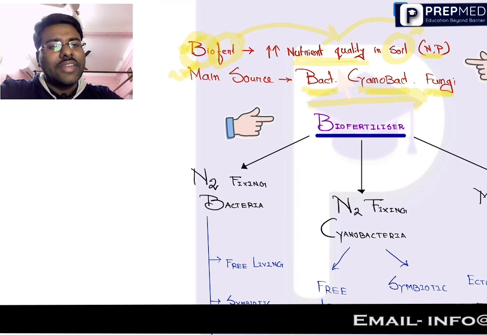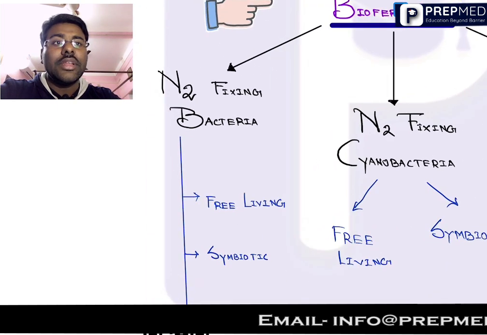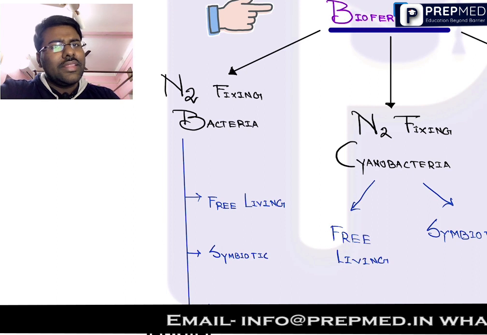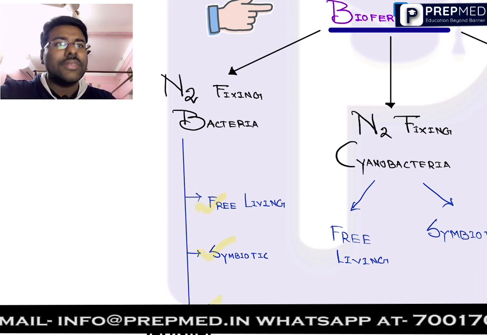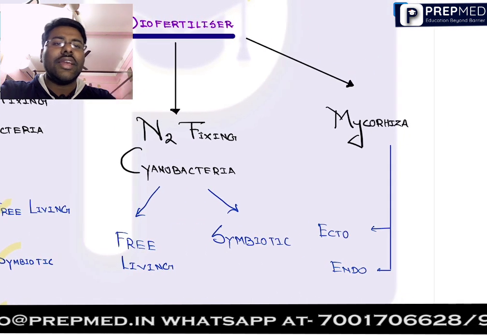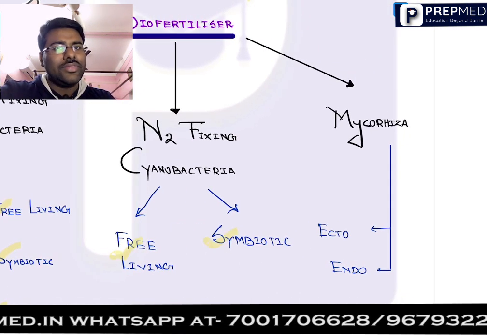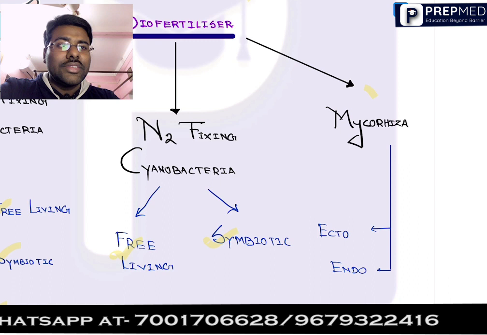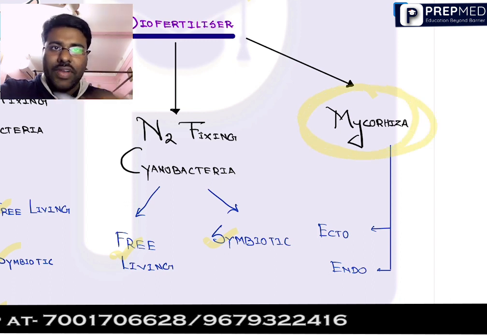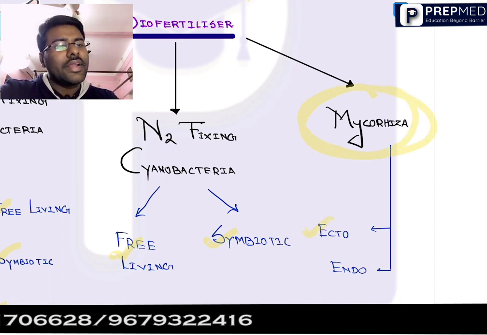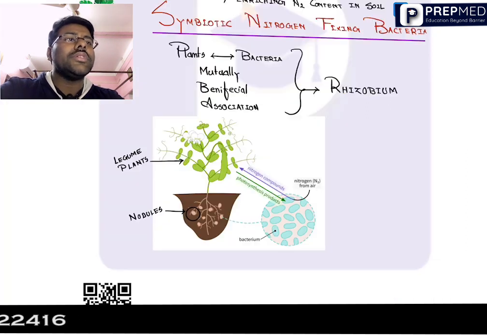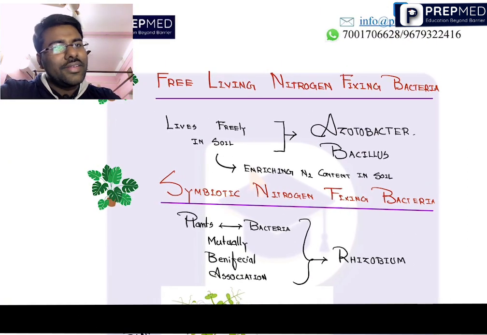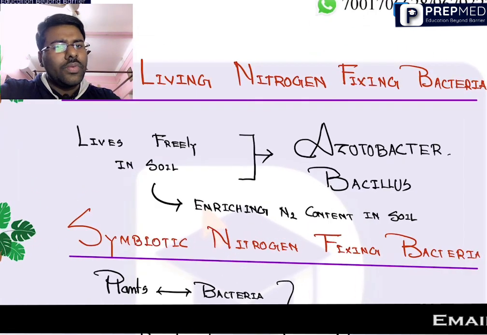So let's start with the first topic of discussion, nitrogen fixing bacteria. There are three types: free living, symbiotic associated and loosely associated. Coming to the nitrogen fixing cyanobacteria: free living and symbiotic associated. Coming to the mycorrhiza, what is the mycorrhiza? It is the fungus part: ectomycorrhiza and endomycorrhiza. Now start with free living nitrogen fixing bacteria with the basics.